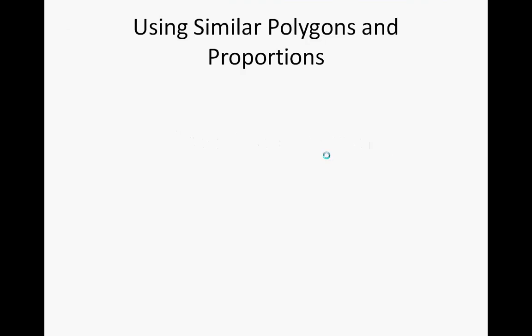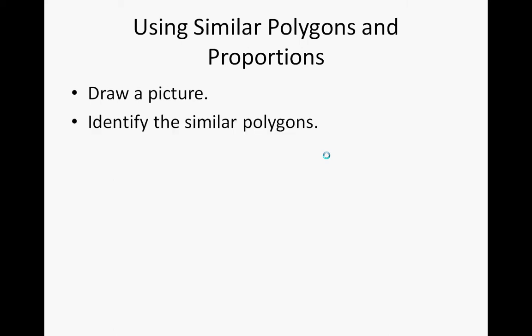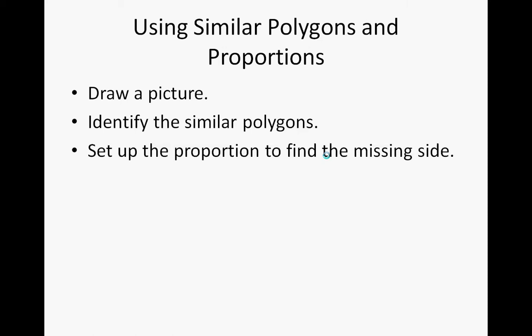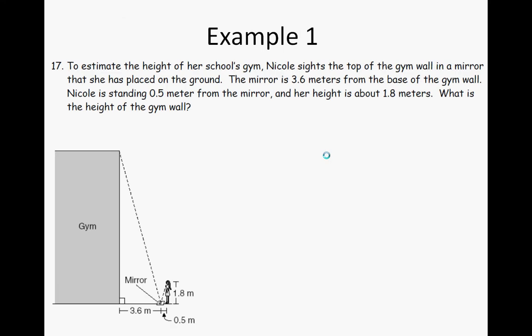Now indirect measurement will really just be more similar polygons and proportions word problems. So since this is pretty familiar territory, this lesson will go pretty quick. The first thing you always want to do with these kinds of word problems is to draw a picture. Drawing a picture makes it a lot easier to understand what's going on. Once you've drawn the picture, you identify the similar polygons. Then you set up the proportion and find the missing side and solve. So let's do an example together.